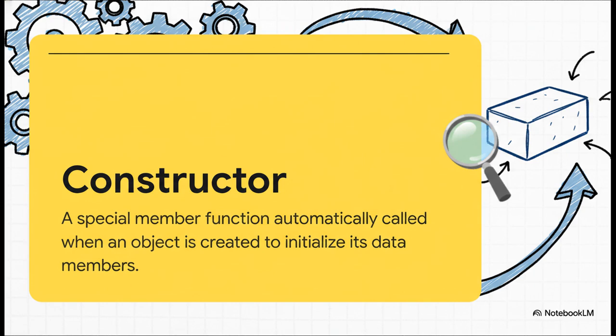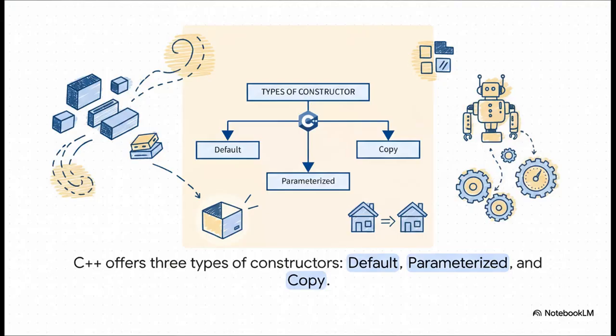Its name is always the same as the class name, and it has one supercritical purpose: to initialize a new object the very moment it's created. This makes sure it starts its life in a valid, predictable state. And what's great is that we have a few different options for how we bring these objects into the world.